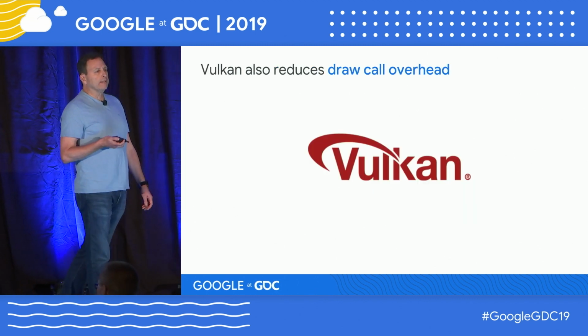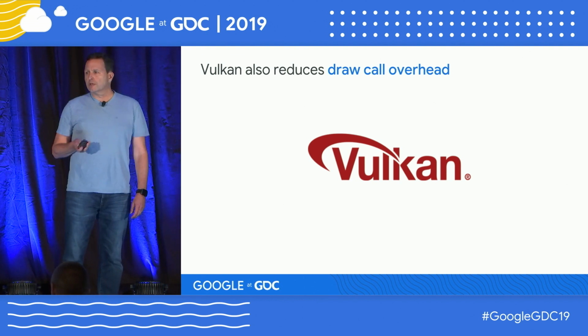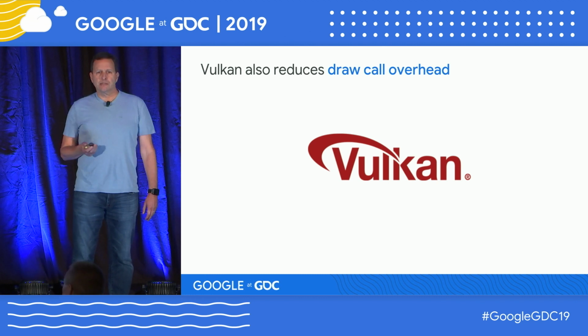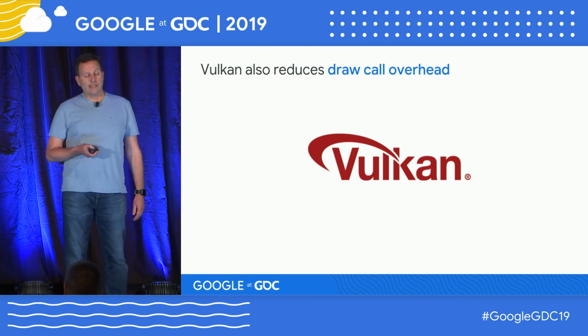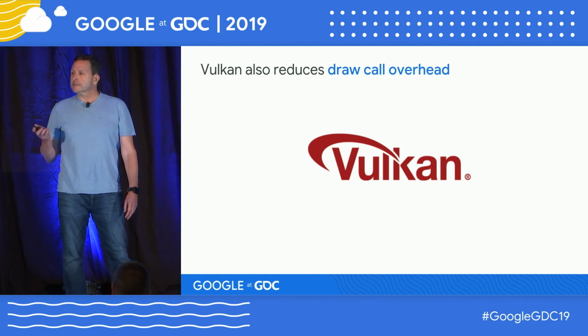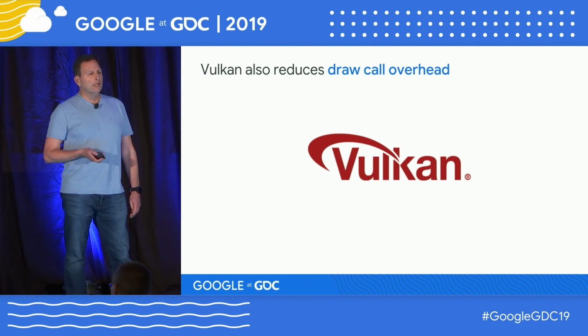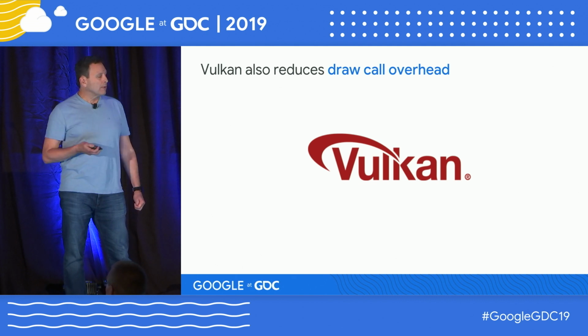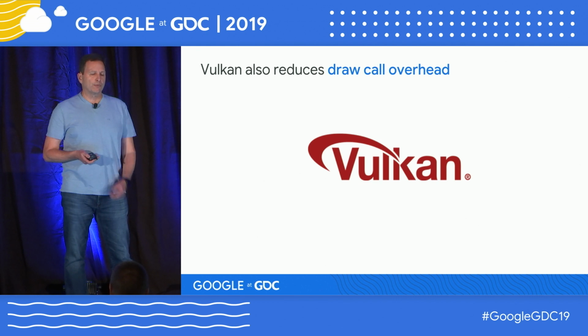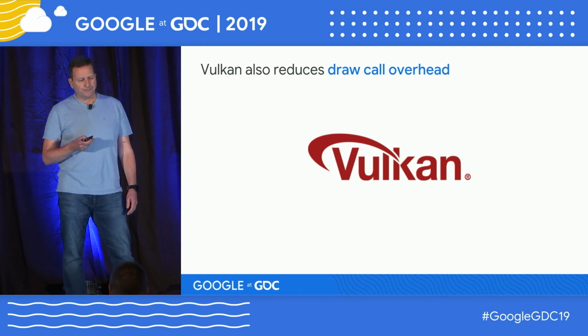Vulkan is a good API for reducing the draw call overhead. The Vulkan API doesn't require validation being done for every draw call, and that's how it saves time. The other thing that's good about Vulkan is you can build command buffers using multiple threads. And so now this takes advantage of multi-threading, as I mentioned earlier.